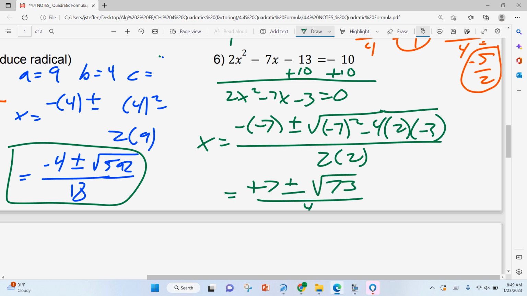Again, if you're not sure, put that in your calculator to make sure you don't get a nice whole number. If you don't, that gives you a decimal, which is your answer. Again, if you want to write it in two different answers, 7 plus square root of 73 over 4 and 7 minus square root of 73 over 4, you can. You certainly don't have to.